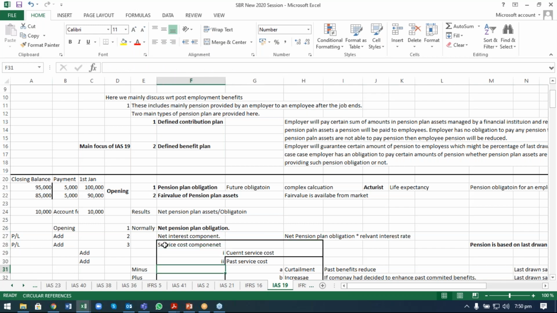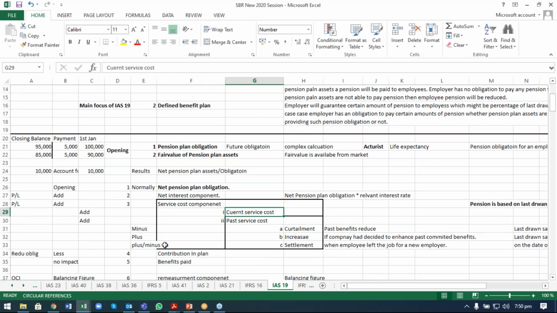Another thing is the service cost component. This service cost component constitutes two things: the current service cost component and the past service cost component. Current service cost includes any amount that has increased due to current year implications, right? Past service cost includes any commitment that the employer made to an employee in previous years, and those commitments have been revised within the current year. So past service cost includes curtailment, a reduction in past benefits that were already committed by the employer.